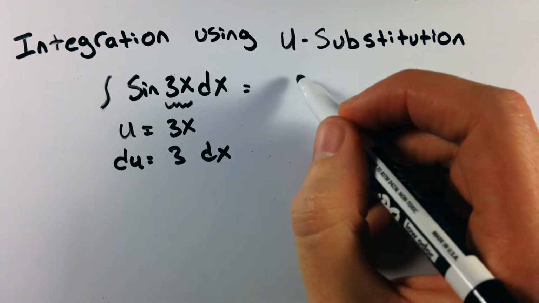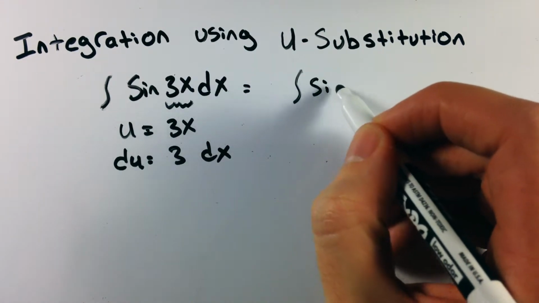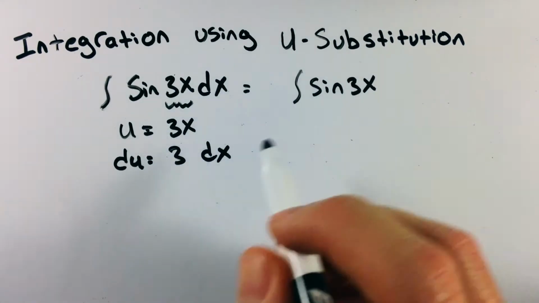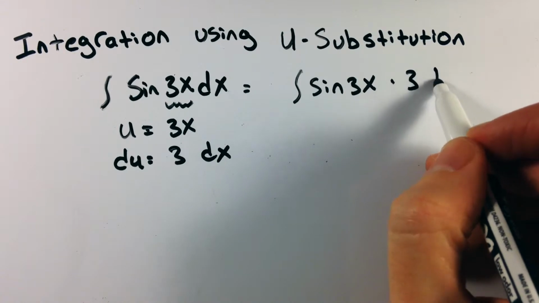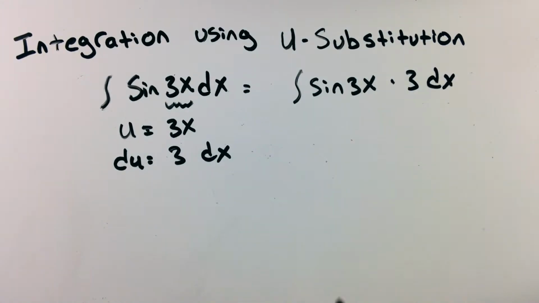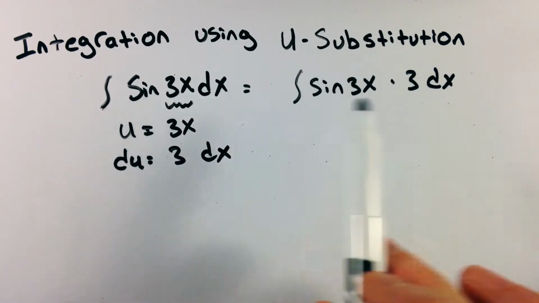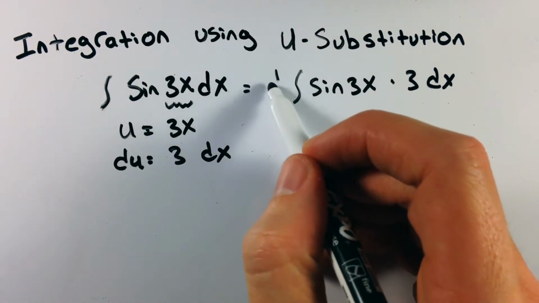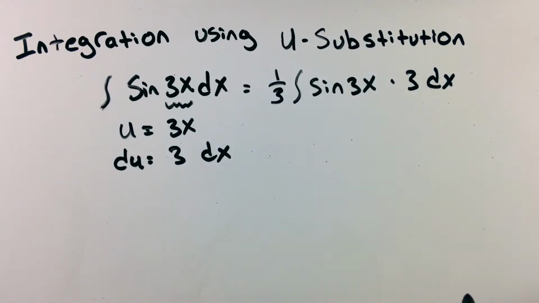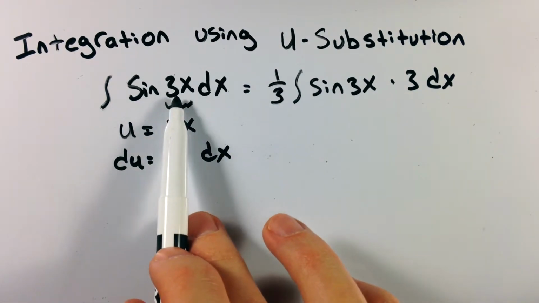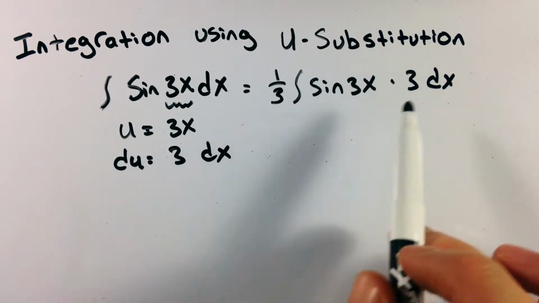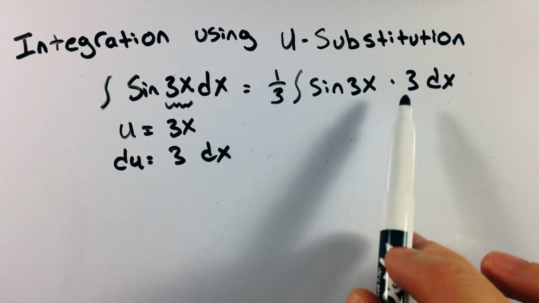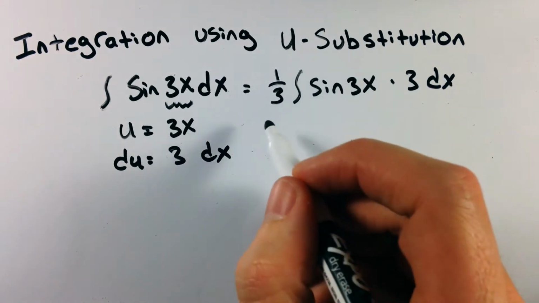Well, if I just rewrite this now as a sine of 3x, and I want to put that 3 dx out here, I've changed my original integral. But since that 3 is a constant, if I put a 1/3 out in front of the integral, I now have the same exact integral that was stated before. Now I can directly substitute my u's and my du's into this new adapted integral.